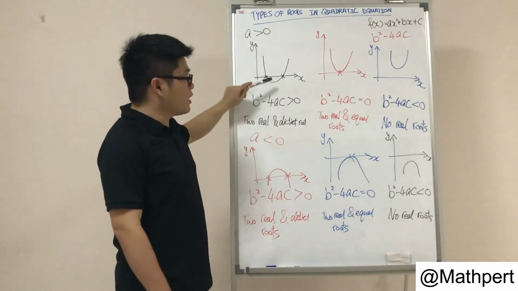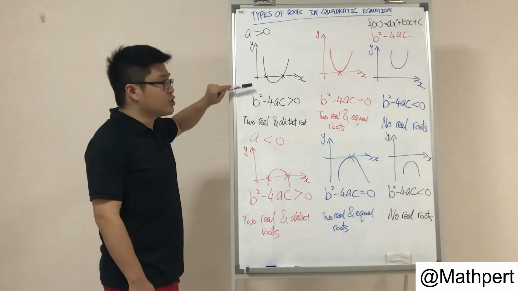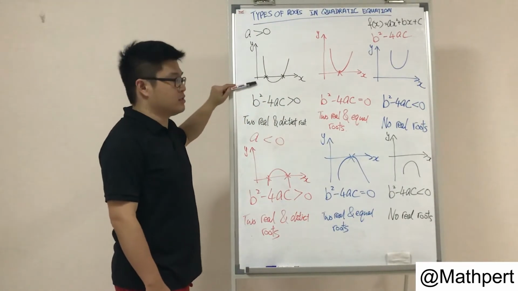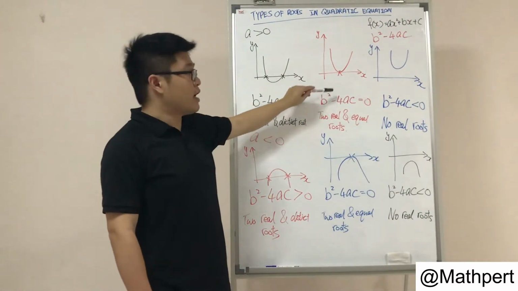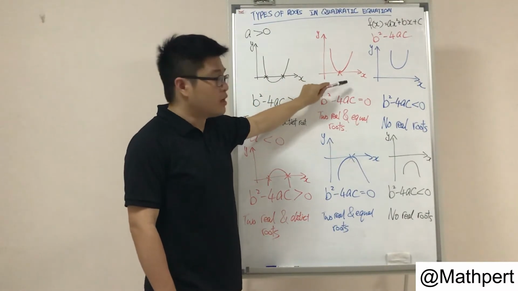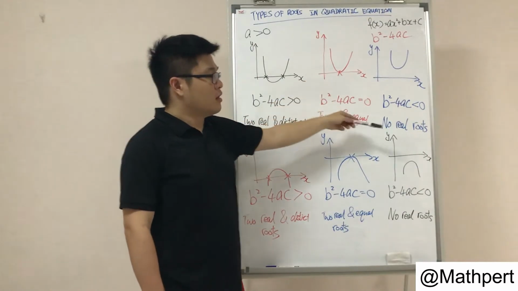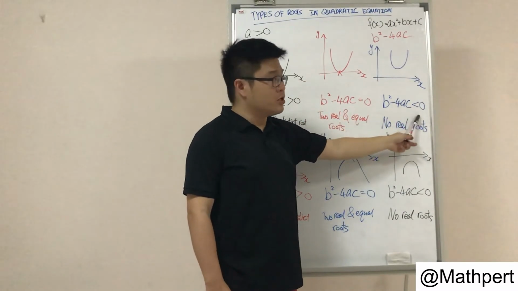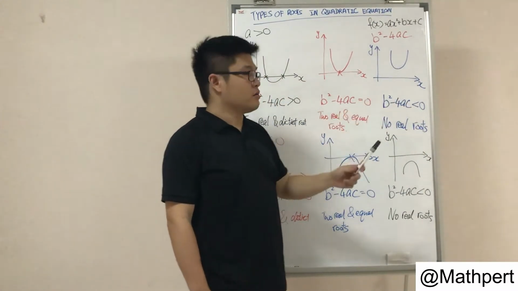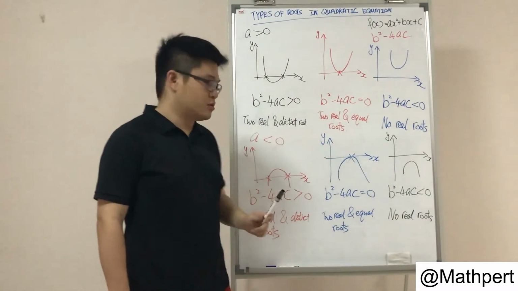Bigger than 0 means there are 2 intersection points at the x-axis. Equal to 0 means they have 1 intersection point at the x-axis. When it's smaller than 0, they have no intersection point, meaning they have no real roots.